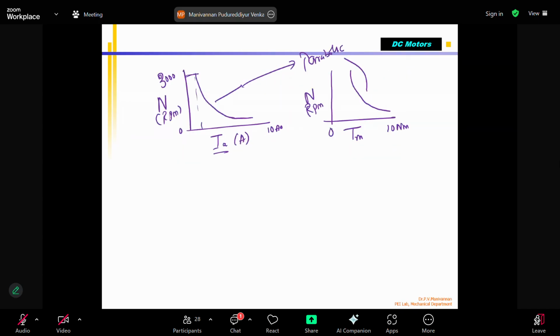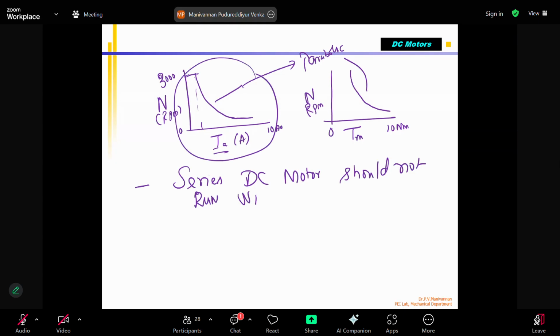Yeah. So where it will be used, Sylvia asked. You can note down: a series DC motor should not be run without load because of this characteristic. See here, very high. I showed here, some motors can go to a speed of 10,000 RPM also. Initially, it will be very high RPM. That's the basic nature. If you run at no load, within a few seconds the motor will go to maximum speed and all things can happen. So, do not run without load.